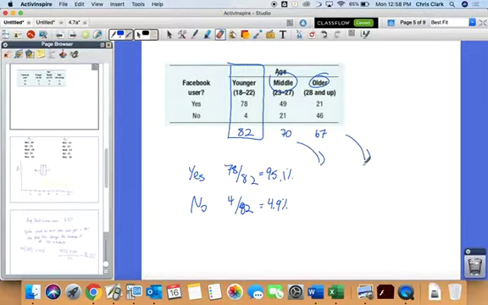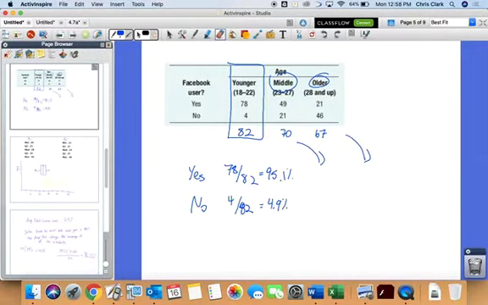Okay, if I'm talking about describing the relationship, always talk about if there is an association or not. If these conditional distribution percentages are not the same, you would have an association. In this case, you can kind of already see as we get older, there are less likely to be Facebook users than the younger group.